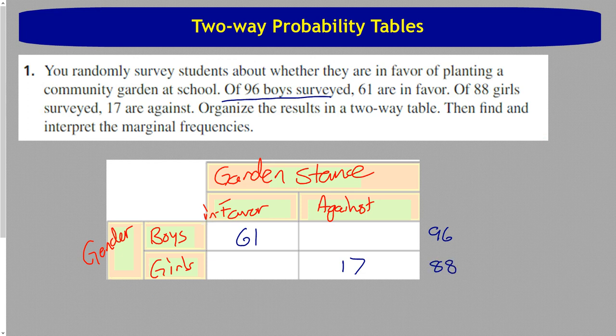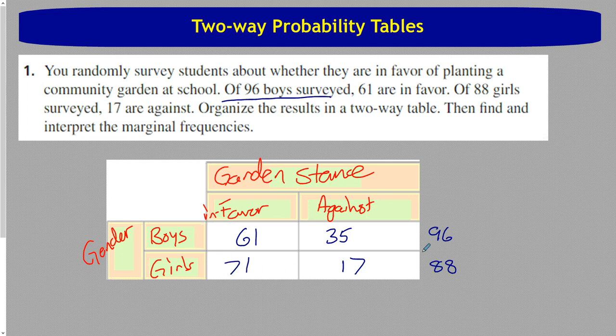So again, we can just use a little bit of subtraction here to figure out how many are in these other two columns. If we surveyed 96 boys, 61 of them are in favor. The rest of them must be against, right? So that's going to be the 35 that we don't have accounted for. Of the 88 girls surveyed, 17 of them do not want the garden. Well, 88 minus 17 is going to be 71. There are 71 girls in favor of the garden.